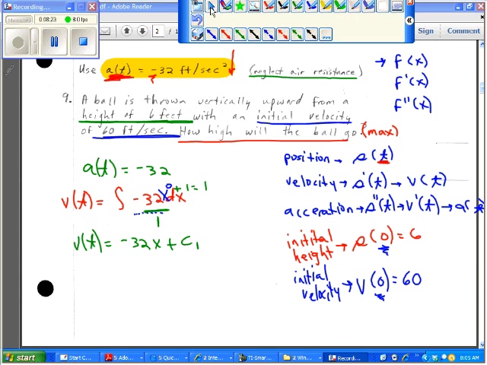Well, we need to know a point, right? We need to know a point. Okay, so we know that d of 0 is 60, right? D of 0 is 60. That means I should put a t here. Let me put a t instead of an x, because we're dealing with time, right? Okay.